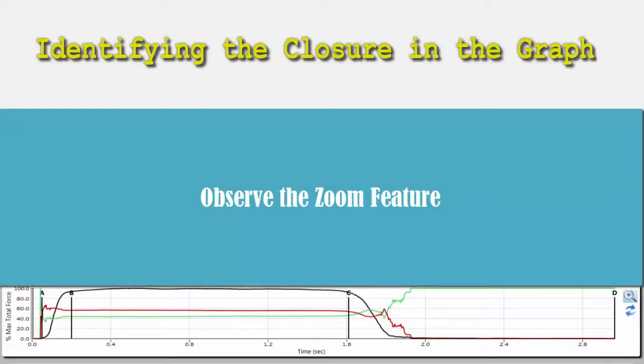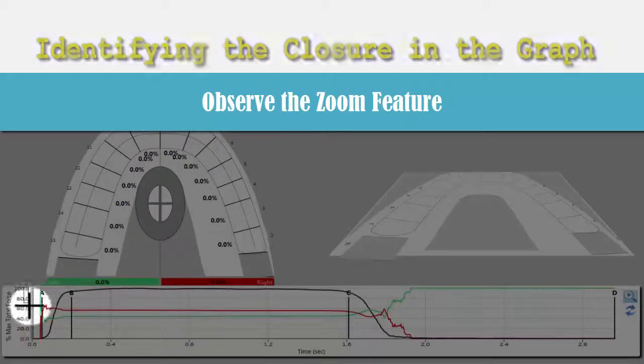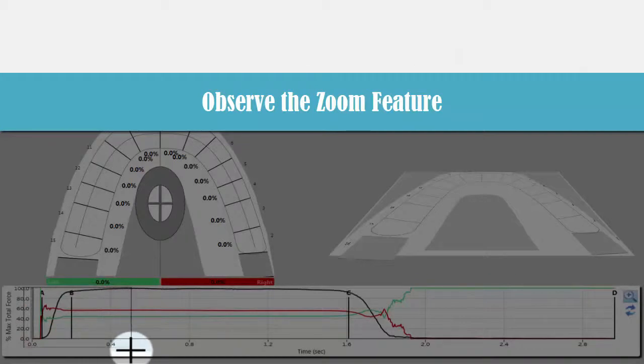Watch as we use the zoom feature to focus in on this area. First click the magnifying glass, then click and drag a box around the beginning of the graph. Release.